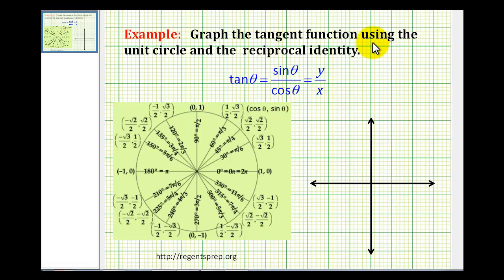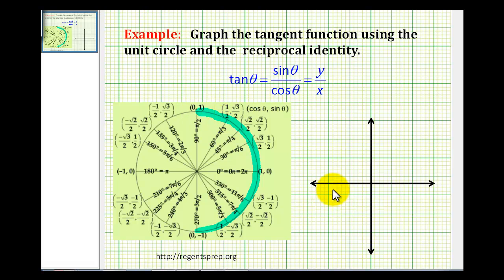Welcome to an example of graphing the tangent function using the unit circle and the reciprocal identity tangent theta is equal to sine theta divided by cosine theta. So on the unit circle, it's equal to y divided by x. Now there are several ways to graph the tangent function. This is just one of them. And we'll focus on graphing the tangent function from negative pi over 2 to positive pi over 2. So we're looking at this interval here.